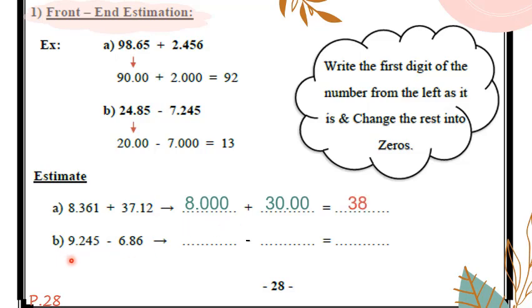In example B, 9.245 minus 6.86. Here I'm gonna make estimation by using front-end strategy. Here the first digit is 9. So I'm gonna write 9.000 minus, here the first digit from the left is 6. So it will be minus 6.00. Now 9 minus 6, it will be 3.